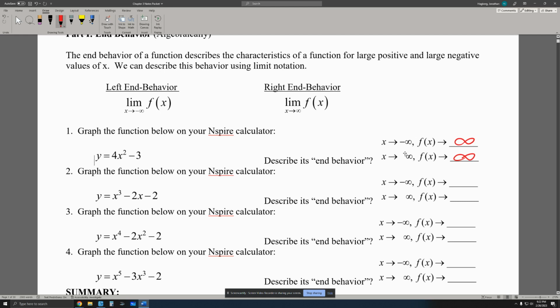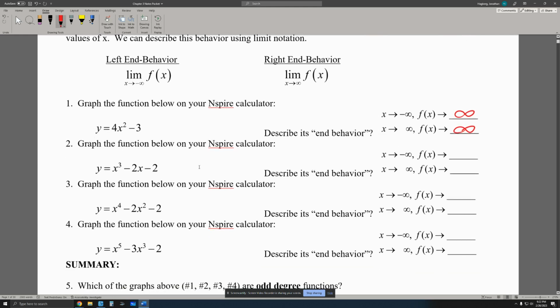And this is what these little arrows mean here. It's saying what value this is approaching. So we're saying x is approaching negative infinity just means as we move to the left in our graph. And x approaches positive infinity as we move to the right, or as x increases. Okay, so number 2, here we have the cubic function, x cubed minus 2x minus 2.